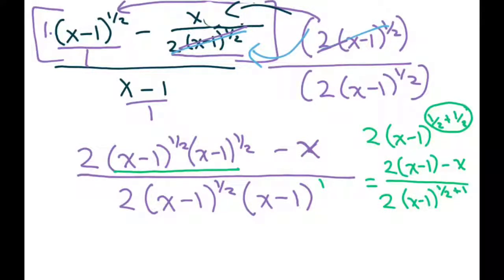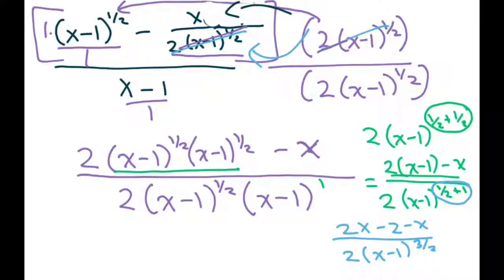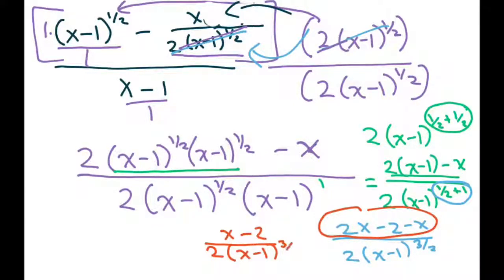So when I clean this up, I'm going to get 2x minus 2 minus x, and in the denominator I'm going to get 2 times (x minus 1) to the 3/2. 1/2 plus 1 is 3/2. So now all I have to do is clean this part up, and 2x minus x is x, so we get x minus 2, and then just copy down my denominator: 2 times (x minus 1) to the 3/2 power.